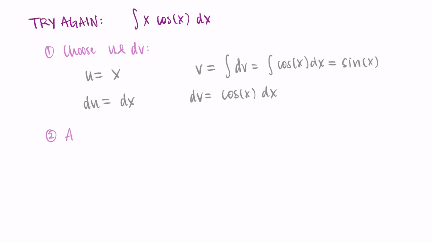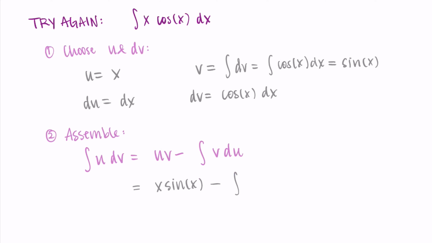Okay, so now that we've chosen u and dv, we just need to assemble again, and hopefully we should have an integral that's easier to solve when we do this. So we do u times v, that's x times sine x, and we subtract the integral of v du. So v is sine, and du is just dx.